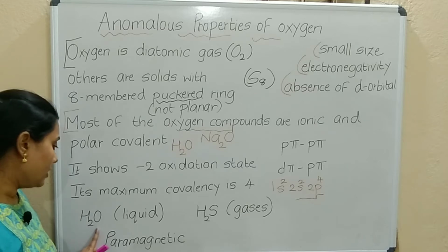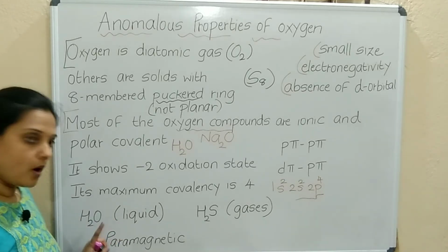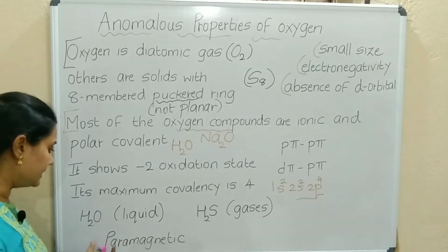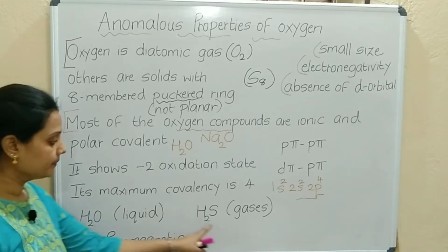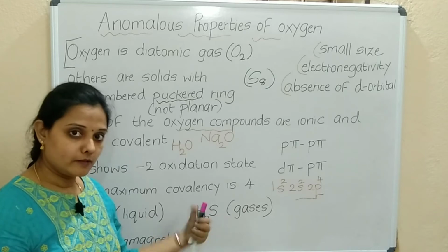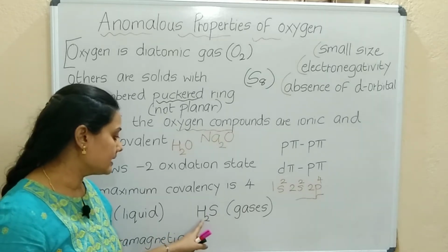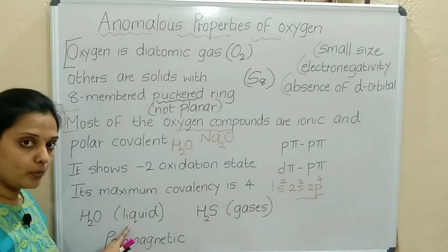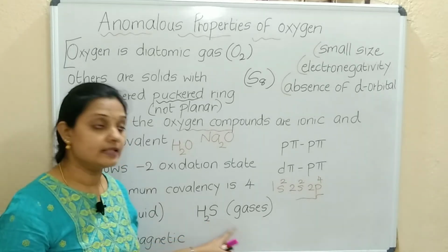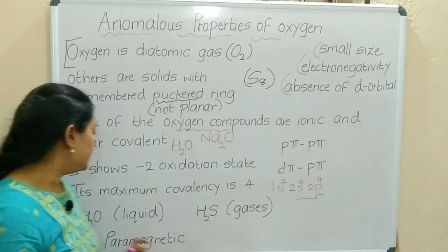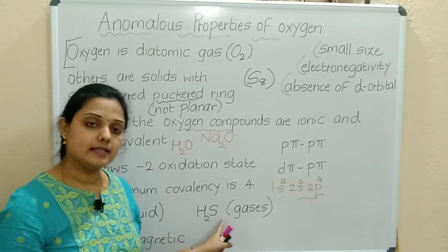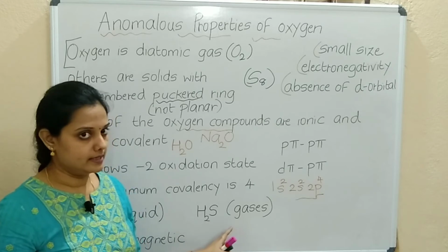Then the hydrides: oxygen can react with hydrogen and form a hydride, here it is water. Sulfur can react with hydrogen and form a hydride, that is hydrogen sulfide. Water exists in the liquid form and is non-poisonous, while H2S exists in the gaseous form, which is poisonous.